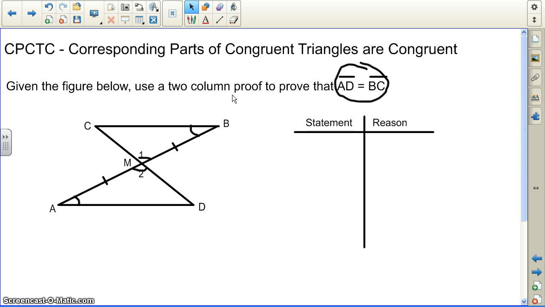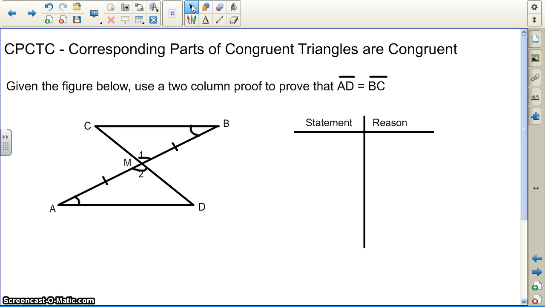Now, whenever we do a two-column proof, our two columns are our statement column and our reason column. In our statement column, we're going to put everything that we know about the picture. For example, given our picture here, we know that angle A is congruent to angle B, segment AM is congruent to side BM, and angle 1 is congruent to angle 2 because they're vertical angles. So those are going to be our statements.